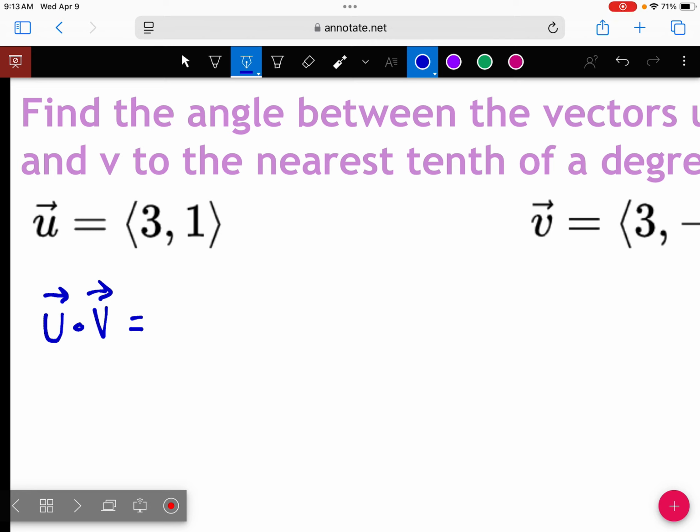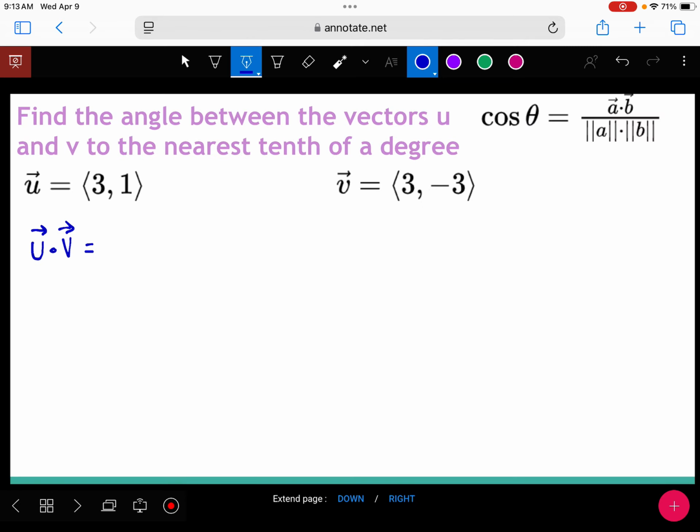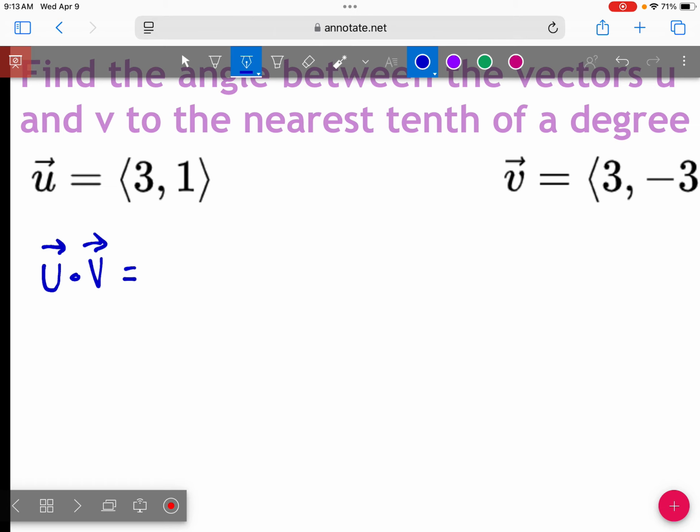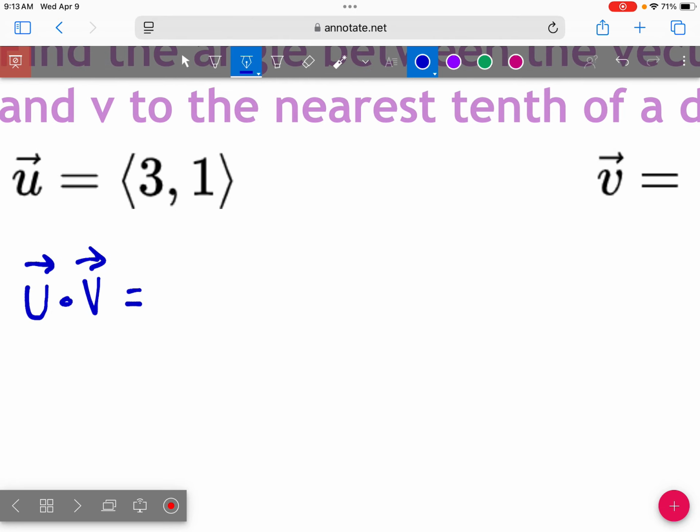What is our dot product of u and v? Yeah. There you go. It likes to make choices for me sometimes. I love it so much. What do we get?